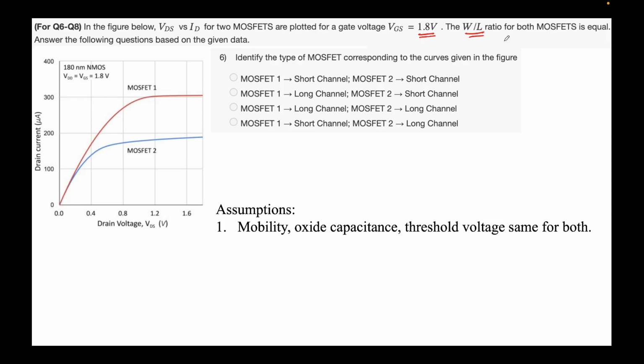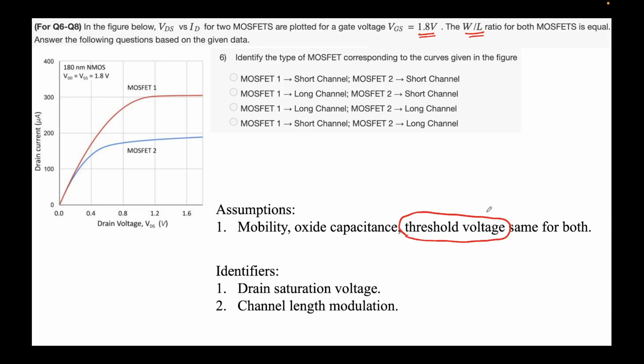Right, is that mobility, oxide capacitance, and threshold voltage the same for both? Actually, this is a bit of a stretch. This might not be true. Okay, but at least mu n and Cox, I can assume that they are the same for both of them. Okay, this might not be true, so this assumption might not hold.